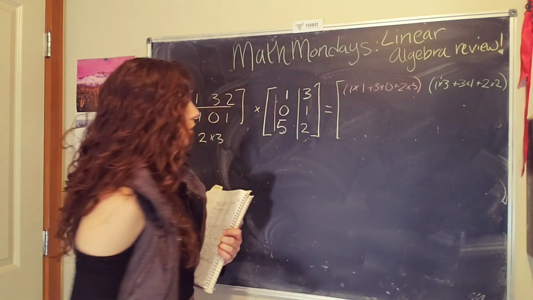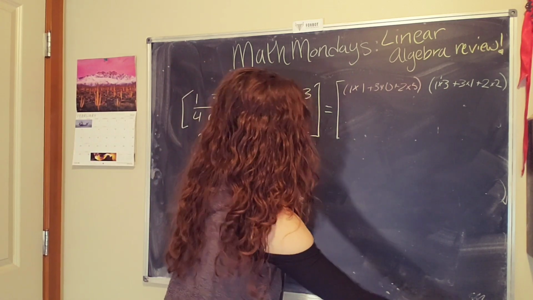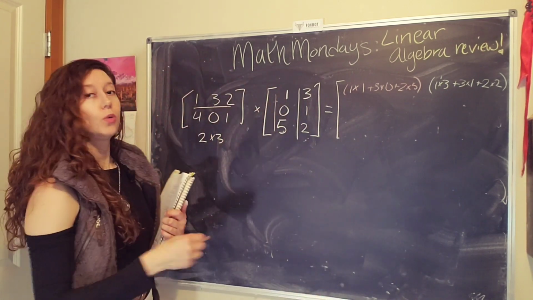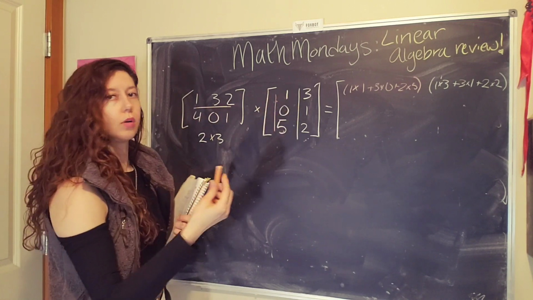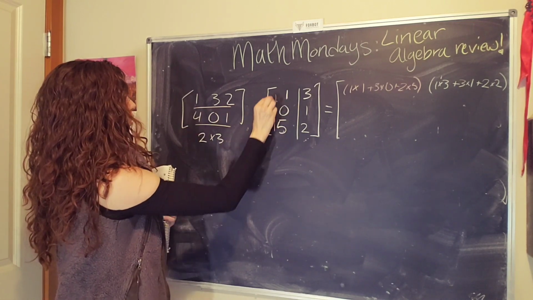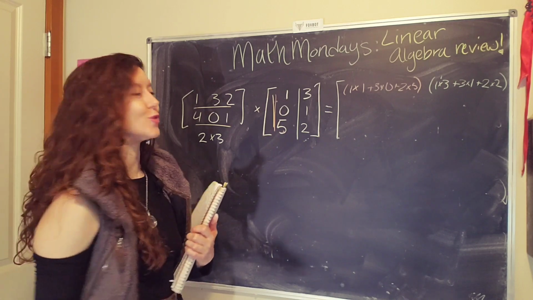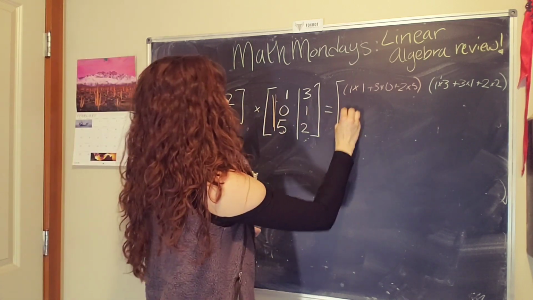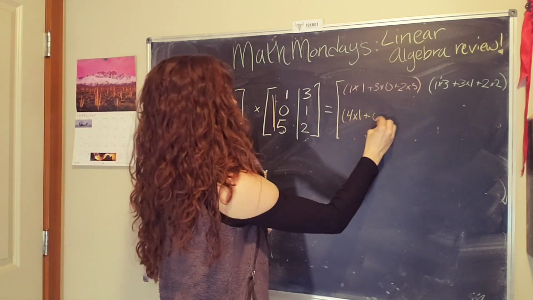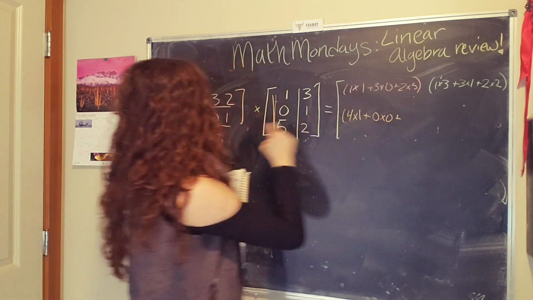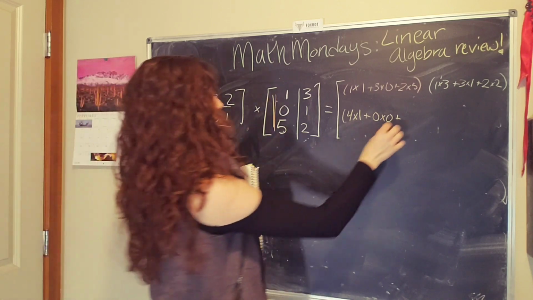Uh-oh, I got some holiday colors up in there. That's fine. Okay, and now we move on to the second row because we've multiplied the first row with both columns. So now we go second row, first column. We got orange. Okay, 4 times 1 plus 0 times 0 plus 1 times 5.